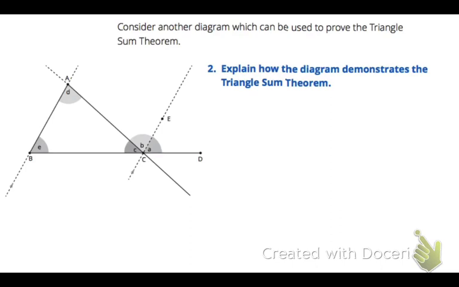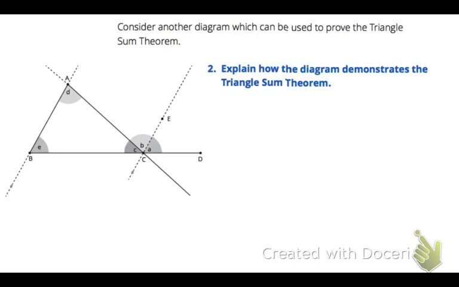They're asking you to consider this diagram, and we want to go ahead and use this to prove the triangle sum theorem. So we want to explain the diagram and how this demonstrates the triangle sum theorem. So remember, here we have another triangle. We know that this angle and this angle will add up to 180 degrees. However, you have to prove this knowing what you know based on this diagram that was given to you.